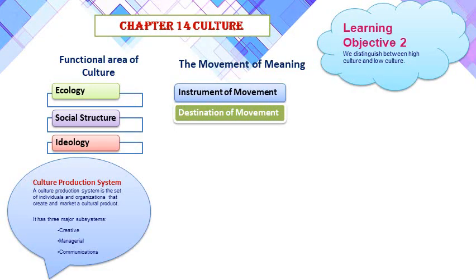Learning Objective 2. We distinguish between high culture and low culture. Functional areas of culture: ecology, social structure, ideology. Culture is not static. It constantly involves old ideas and emerges with new ones. A cultural system consists of three functional areas, as noted in the slide.